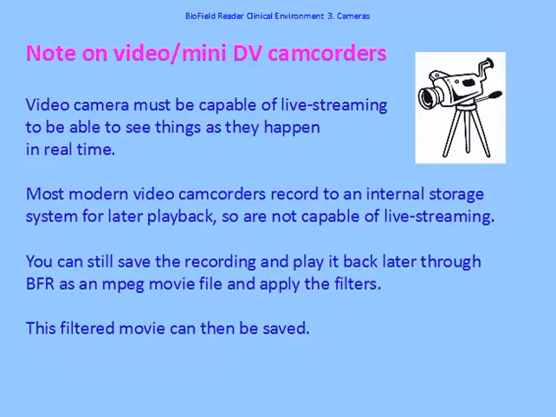As I just mentioned, your video camera must be capable of live streaming so that you can see things as they happen in real time. But most modern video camcorders record to an internal storage system for later playback, so aren't capable of live streaming. However, you can still save the recording and play it back later through BFR as an MPEG movie file, apply the filters, and then you can save this filtered movie and have a look at it that way.